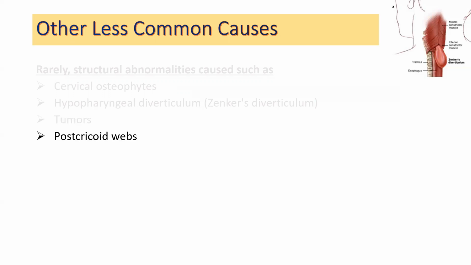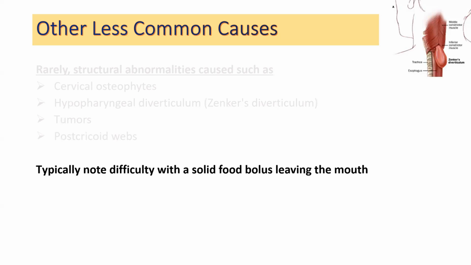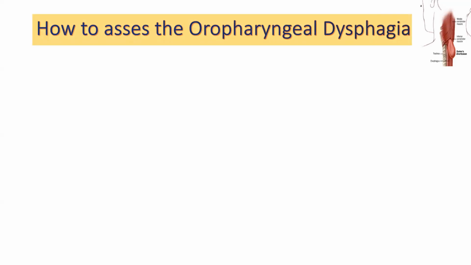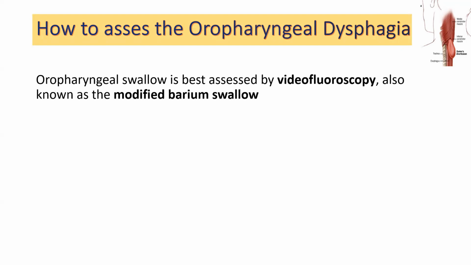Then there are post-cricoid webs, near the cricoid bone. When we note difficulty with solid food, we also say that this is oropharyngeal dysphagia, because mostly the solid food cannot enter into the esophagus when we have oropharyngeal dysphagia. So we need to assess oropharyngeal dysphagia. The best way to assess it is video fluoroscopy, also called the modified barium swallow. It lets us know what the problem in the pharynx is, whether we have a neuromuscular dysfunction, or a Zenker diverticulum, and so on.